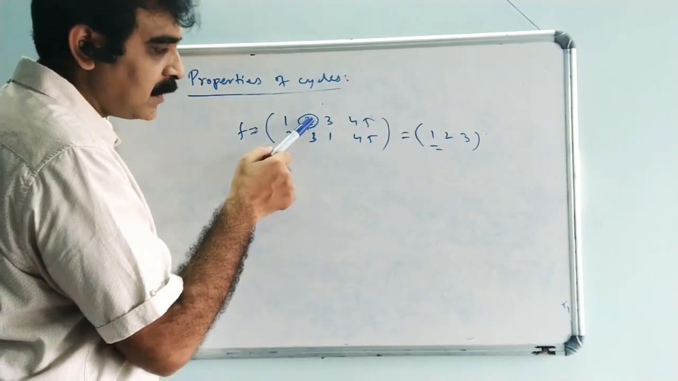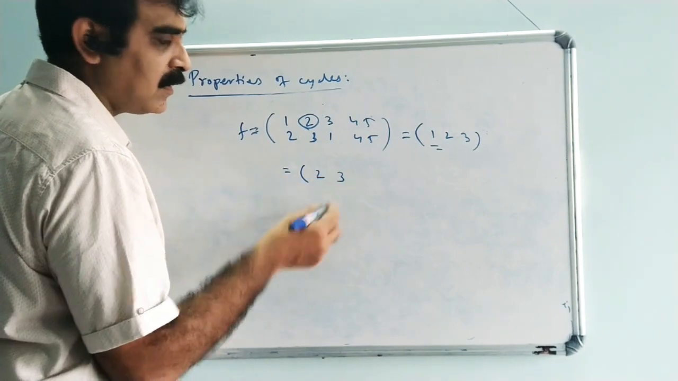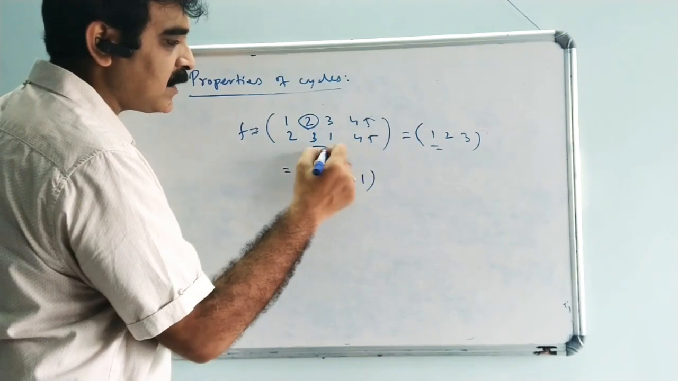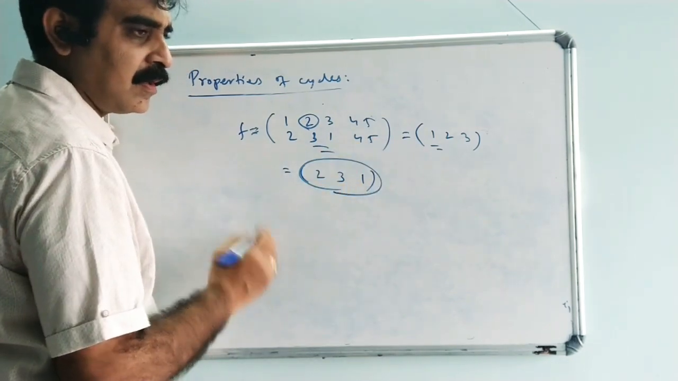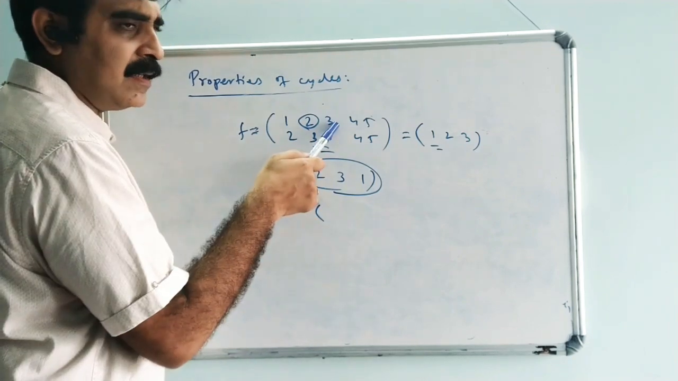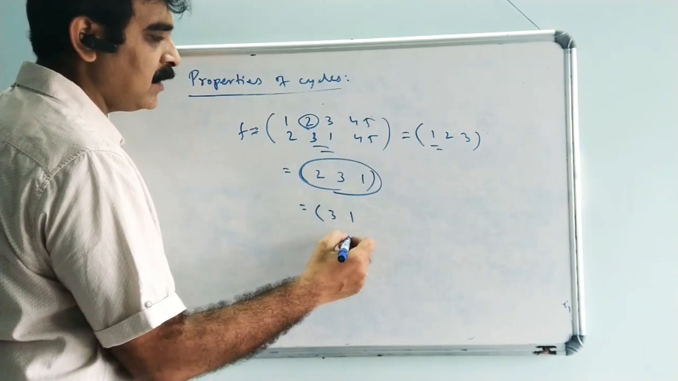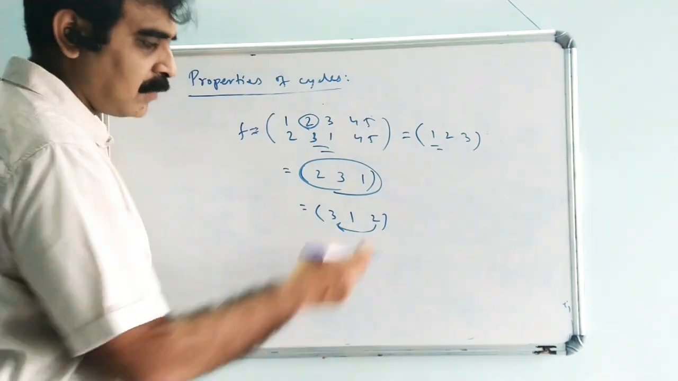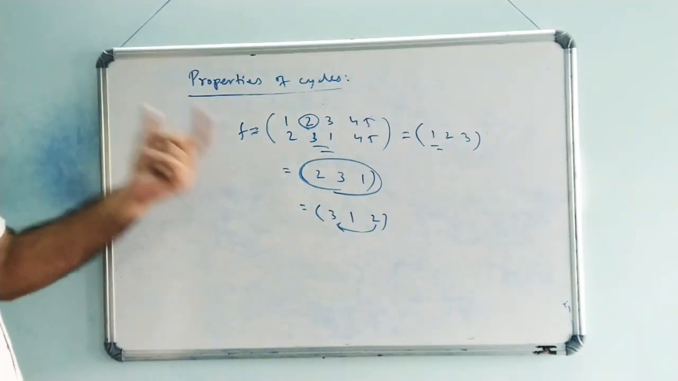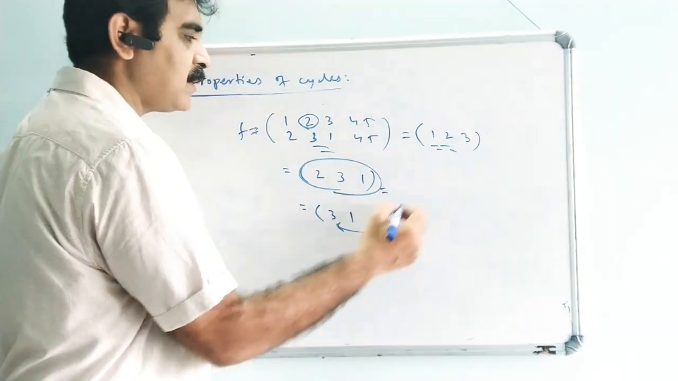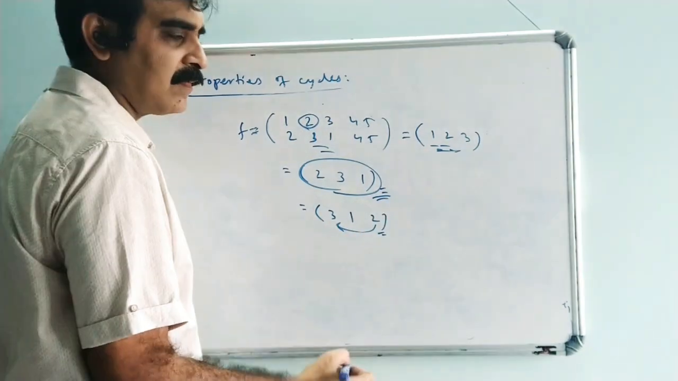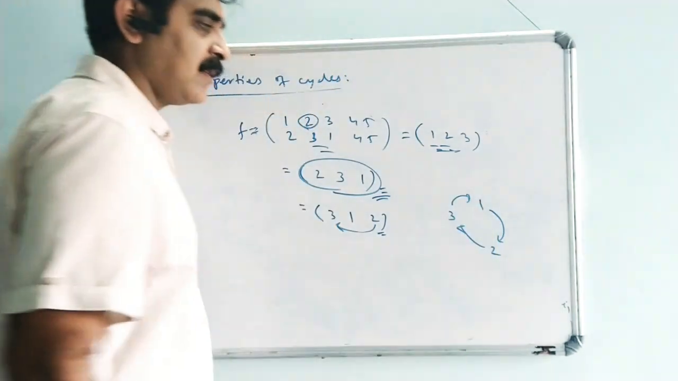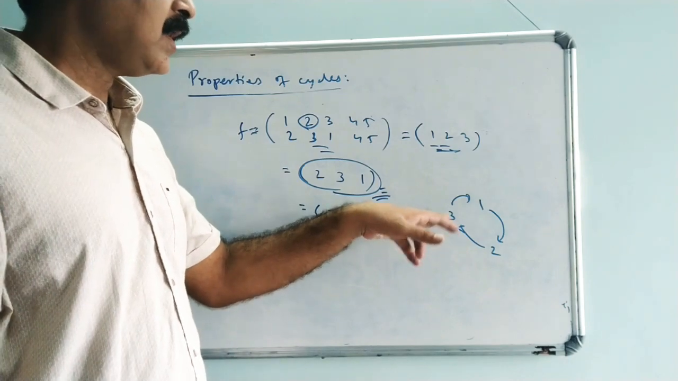If we think about this, the image of 2 is 3, the image of 3 is 1, and the image of 1 is again 2. Therefore, we can write this cycle in this way also. Also, one can think of this cycle starting from 3. The image of 3 is 1, the image of 1 is 2, and the image of 2 is again 3. This completes the cycle. So this same cycle can be represented by this, or this. That is very simple. The cycle is: 1 comes to 2, 2 comes to 3, and 3 comes to 1.